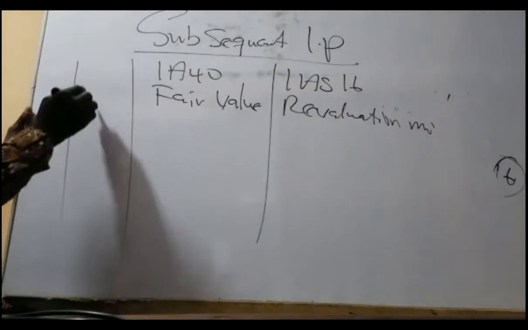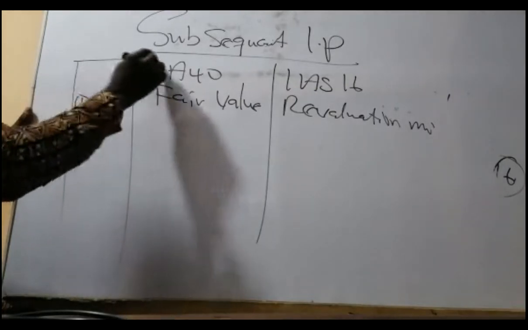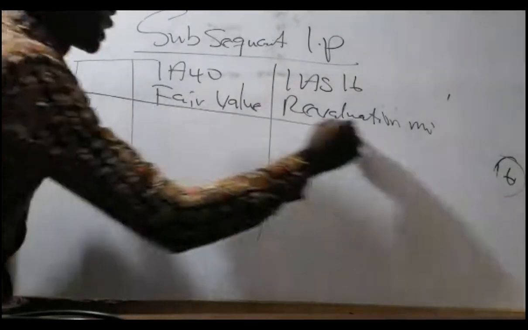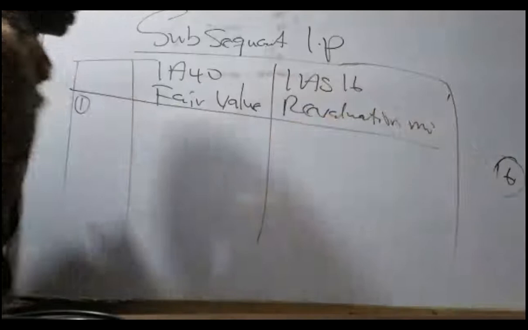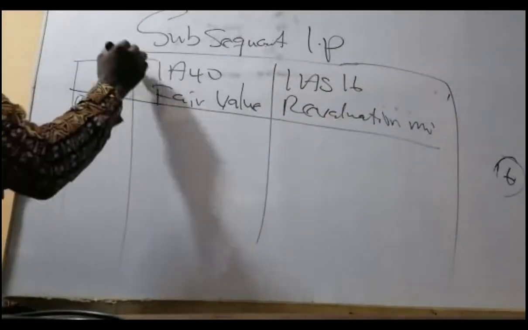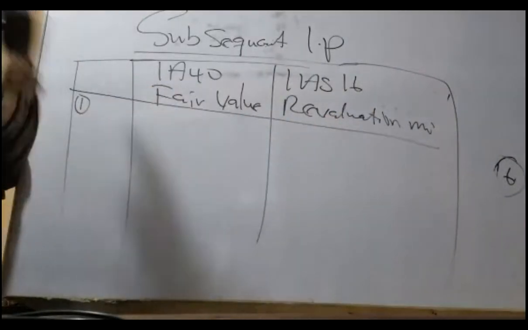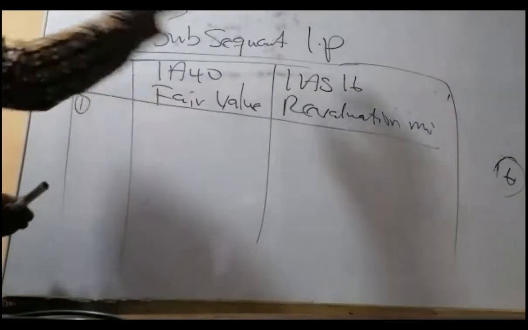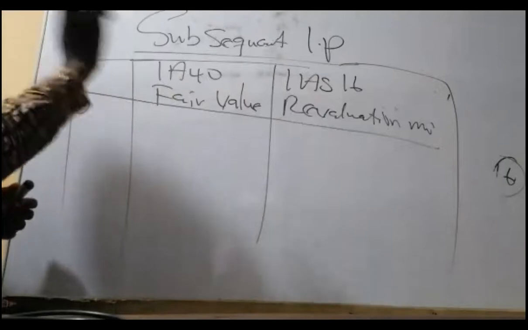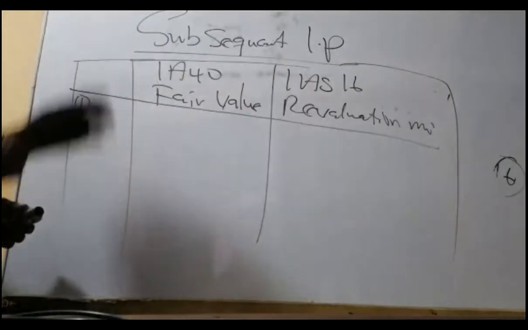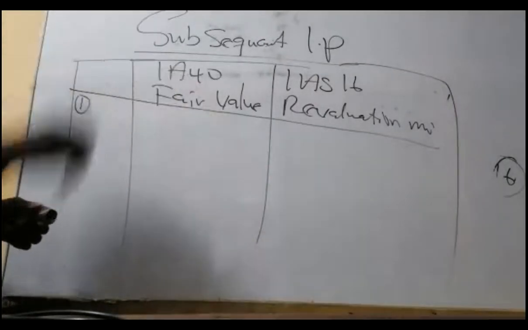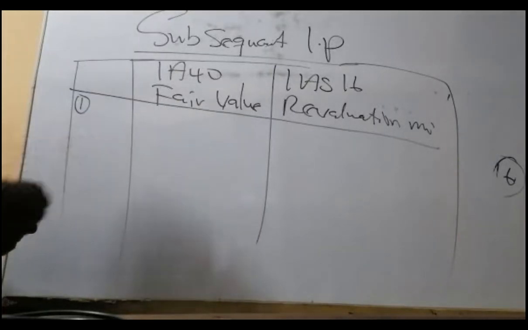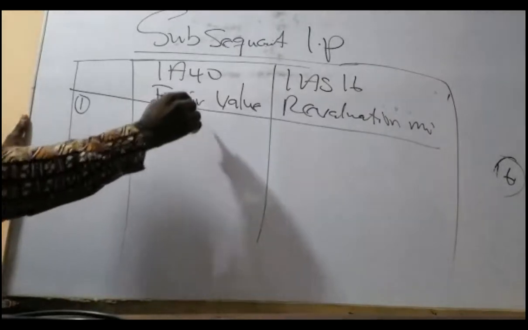Now, let me use my guide here. Distinguishing feature number one: depreciation. Under one, we depreciate the asset. Under the other, we don't depreciate the asset. Under IAS 40, we don't depreciate if it's under fair value, but the cost model under IAS 40 is the same as IAS 16. So that means some investment property can be depreciated if you adopt the cost model. But if you adopt the fair value model, no depreciation.